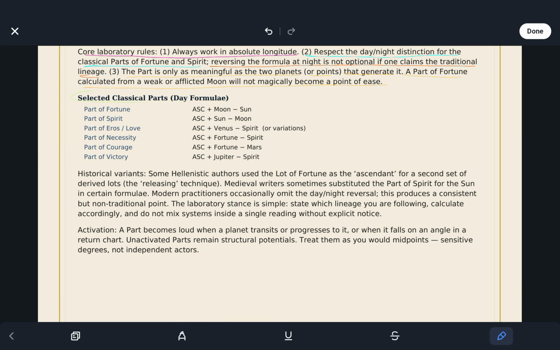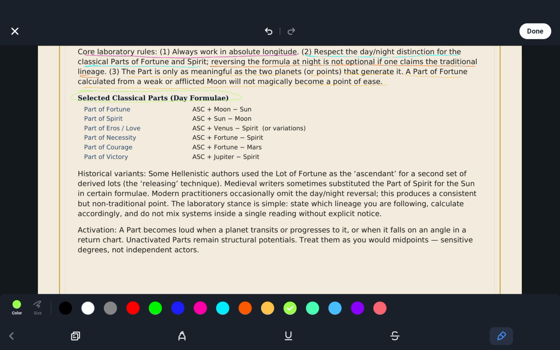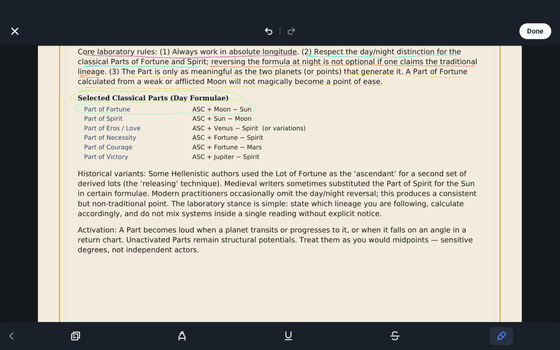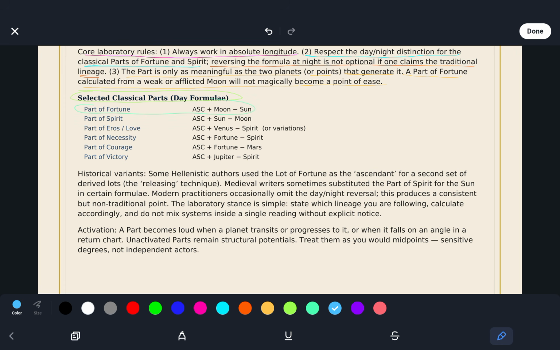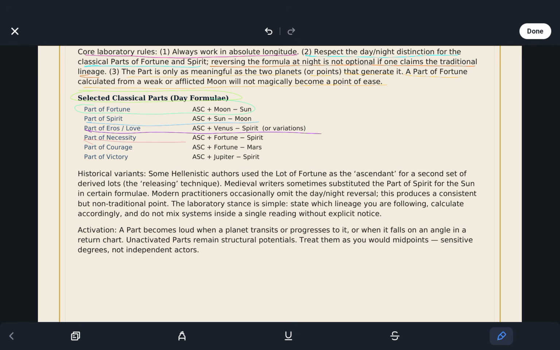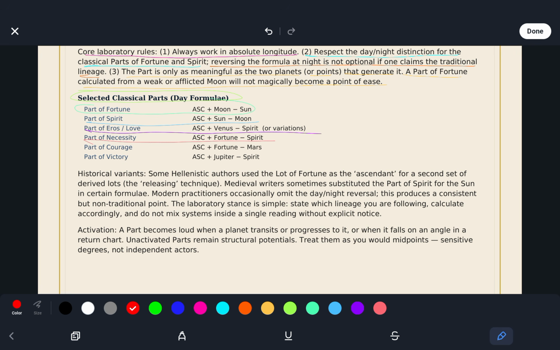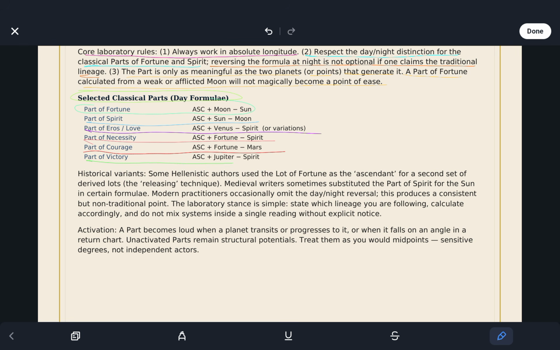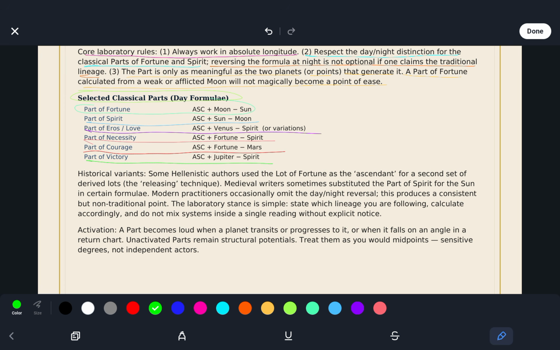And here are selected classical parts for the day formula. Part of fortune, ascendant adding moon subtracting sun. Part of spirit, ascendant adding sun subtracting moon. Part of eros, love, ascendant adding Venus subtracting spirit, or variations. Part of necessity, ascendant adding fortune subtracting spirit. Part of courage, ascendant adding fortune subtracting Mars. And a part of victory, ascendant adding Jupiter subtracting spirit.